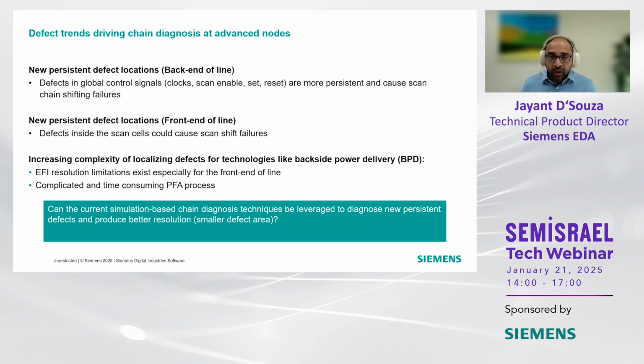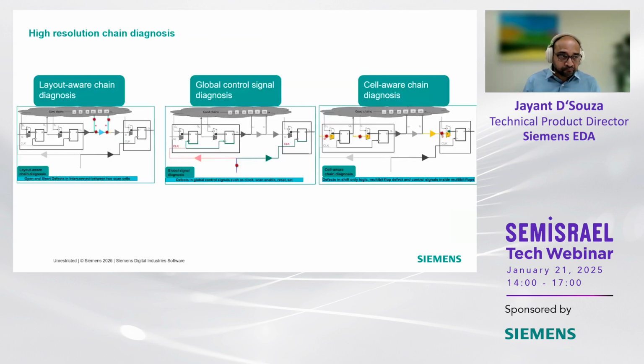So to answer that question, I'm going to introduce different pieces of technology, and I call them high resolution chain diagnosis. There are three different pieces of technology: layout aware chain diagnosis, global control signal diagnosis, and cell aware chain diagnosis. In the next few slides, I'm going to talk a little bit more about each of them. But first, I'm going to start with the scan chain diagnosis overview.